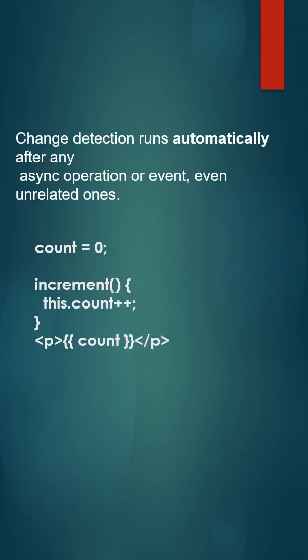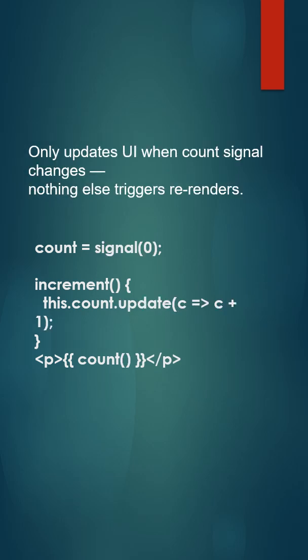Next, if you see here, this is normal code with Zone.js. Change detection runs automatically after any async operation or event, even unrelated ones. And here is the zoneless version. In zoneless we create a signal, and we just update it with an increment. It only updates the UI when the count signal changes, and nothing else triggers the render. So this is the signal way.